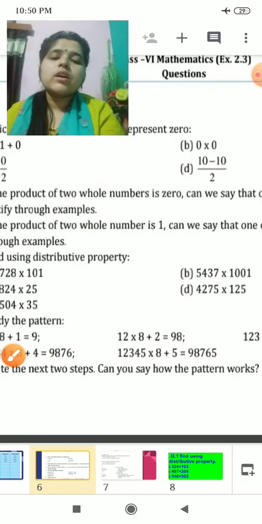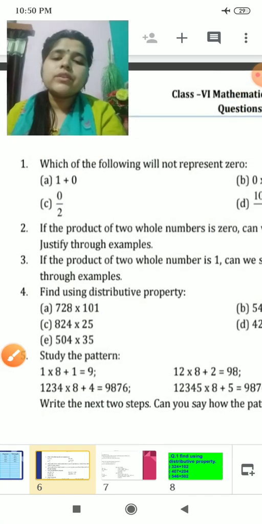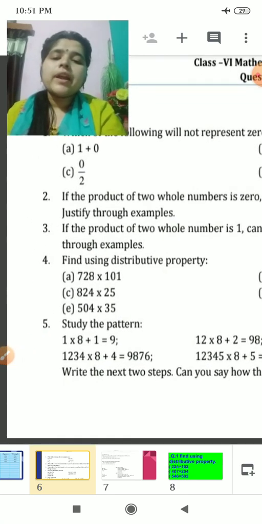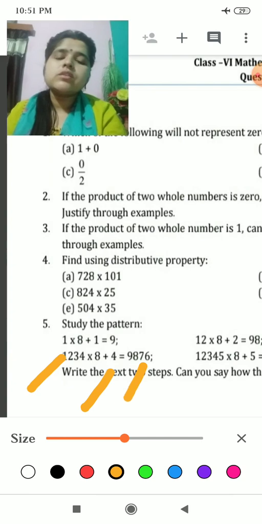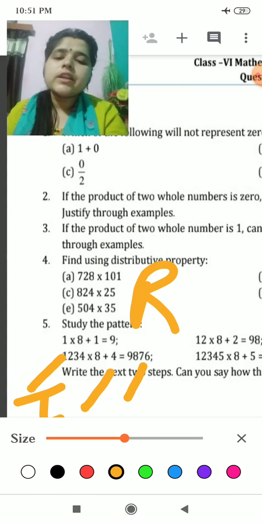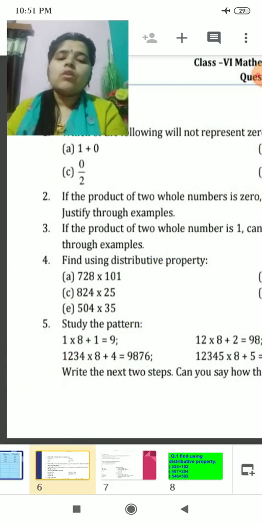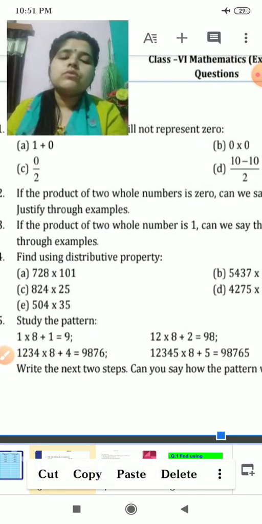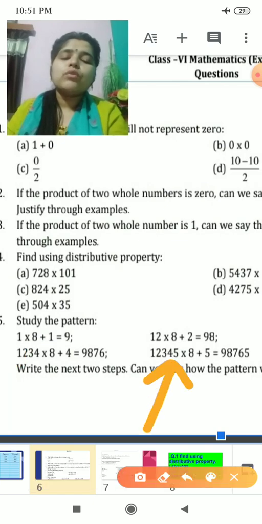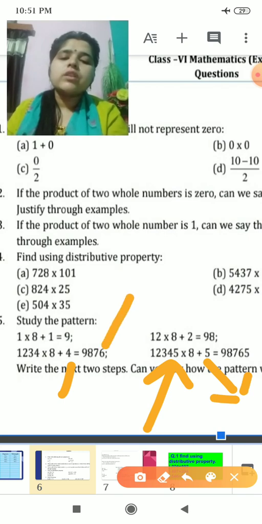Now see the full complete pattern. This is 1234 multiply 8. 8 is fixed. Which places are changing? Yes, this place is changing, this place is changing, this place is changing. It is getting reduced, it is getting increased, and this is also getting increased. Okay, yes. Now what will come next? Yes, it is increasing, so it will become 12345. It is 4 here, it will become 5 here, and it will reduce to 9876.